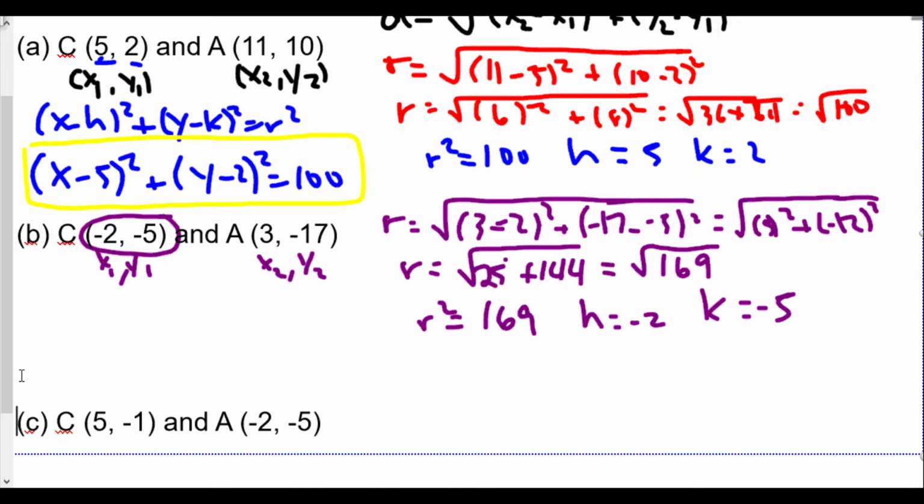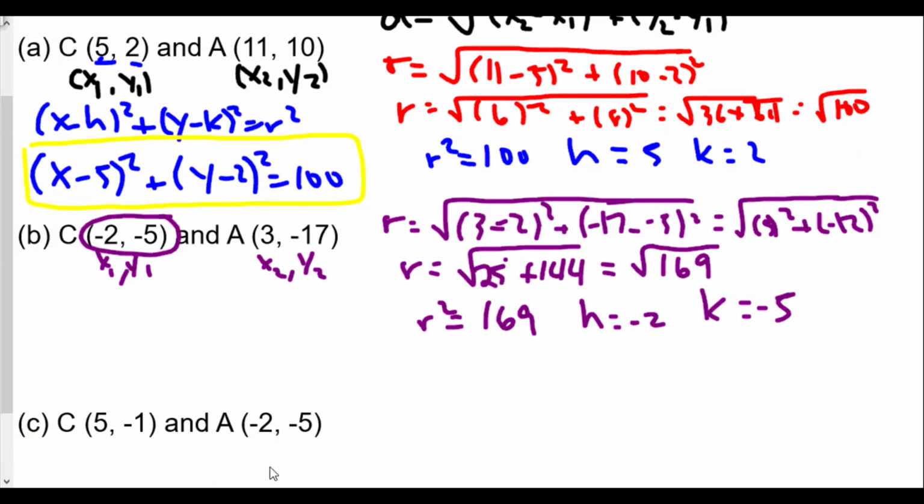I'll make this full screen, ladies and gentlemen, so everyone can see everything afterwards. So we're gonna plug into our formula. We have x minus -2 squared plus y minus -5 squared equals 169. Okay, because it's r squared.